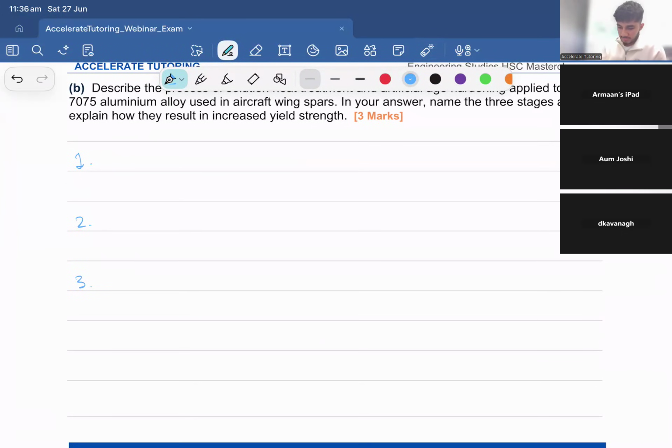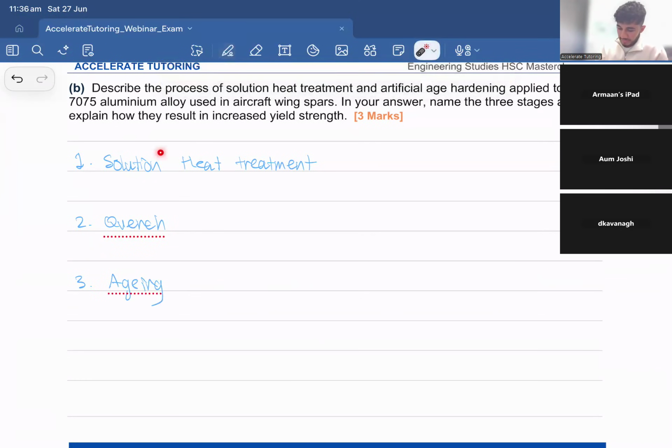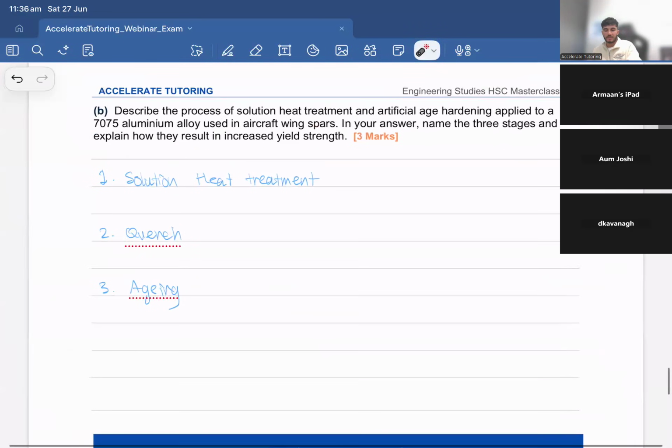Very simply, first stage is the solution heat treatment stage. Fantastic. Second is the cooling, so quench, and the final is the aging. As long as you can identify these 3 key stages and then build up on it, no issues in getting your full 3 marks for that question. Now, Josephina, I will wait for your response to part B, and I will read the rest of your responses.